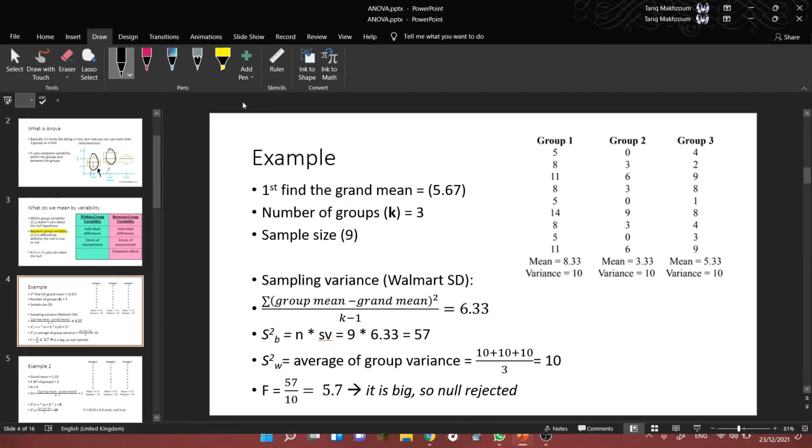So here's an example. We have 3 different groups, and their sample size is 9. The first thing we want to do, and just to highlight, we have the mean for each group and a variance of 10 for each.